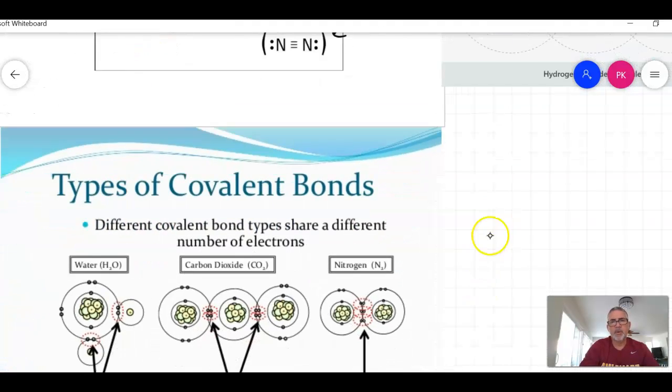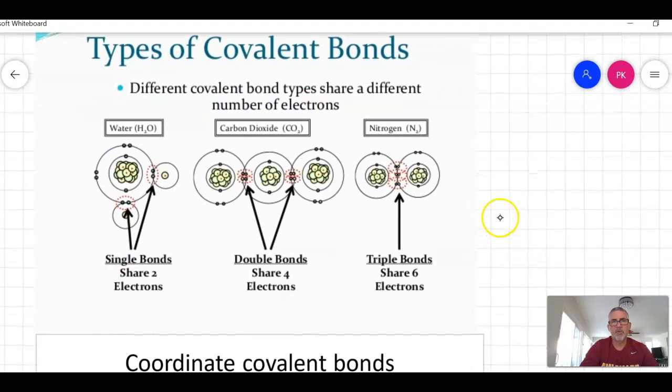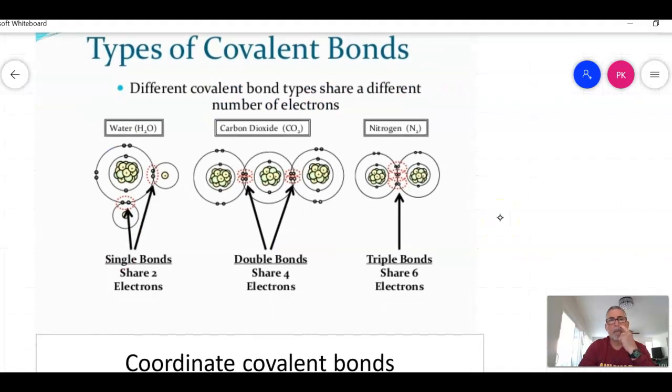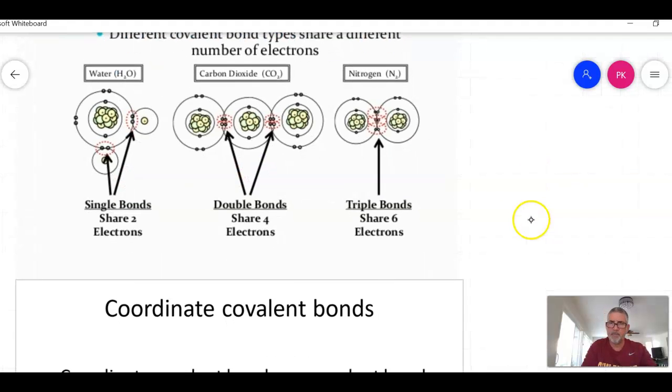So important things to remember, and you'll get more practice doing the Lewis dots, is that single bonds share 2 electrons, double bonds share 4, and triple bonds share 6. Right. So, however you're going to arrange your electrons in your covalently bonded atoms, you have to make sure that you satisfy the octet no matter what. Right.